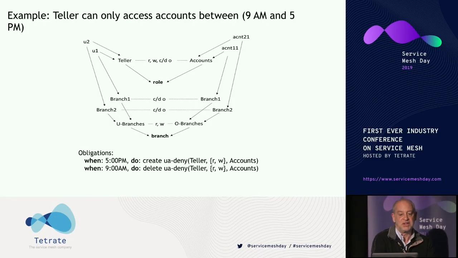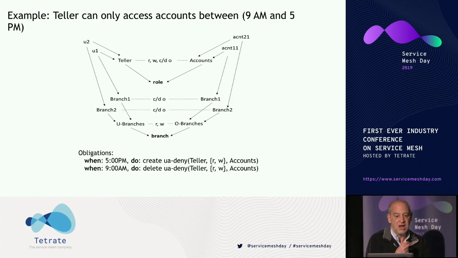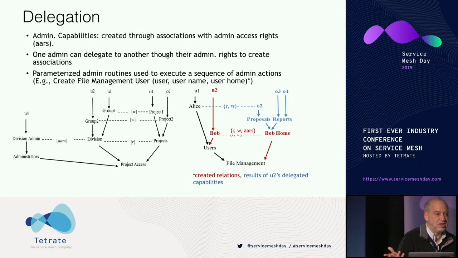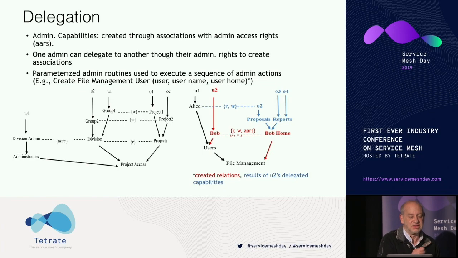The example is that when it's 5 o'clock, we could create a deny where tellers are prohibited from reading accounts. And then at 9 in the morning, we can reallow tellers to have access to accounts. Delegation is the means of an administrator creating associations. So one administrator can delegate to another administrator, and by doing that, the user privileges are distributed.